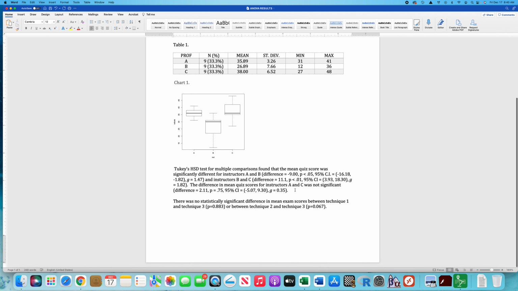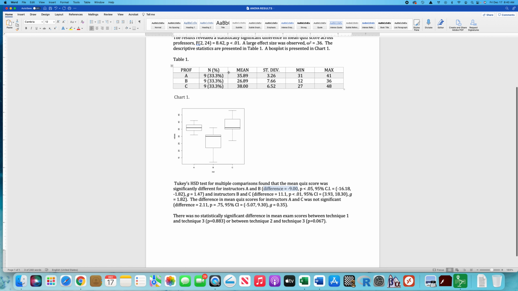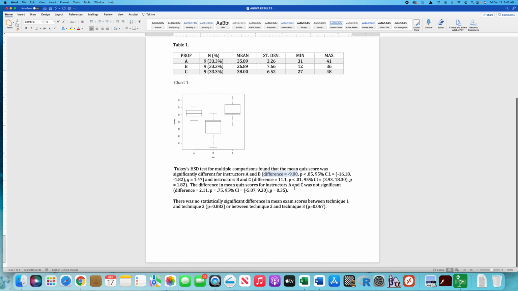Next thing is the multiple comparison, the post hoc. Notice that I state for instructors A and B and C, so it's a pairwise comparison and a pairwise presentation. So I like to report the difference, even though you can get that from the table by eyeballing it. I don't know, at this point, I just like to report the difference. State the level of significance if it applies, the 95% confidence interval, and Hedges' g, which is the effect size.